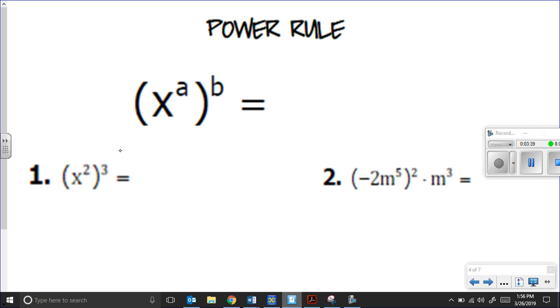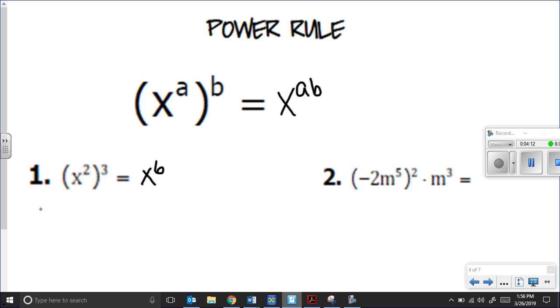All right, so now we have the power rule when you have a power, so x to the a, raised to another power, to the b power. And so what you do here is you keep the same variable, but then you multiply these two exponents. So it'll be a times b. So in this example 1, x to the second power raised to the third power would be x, keep the same variable, and then we'll do 2 times 3, which is 6.